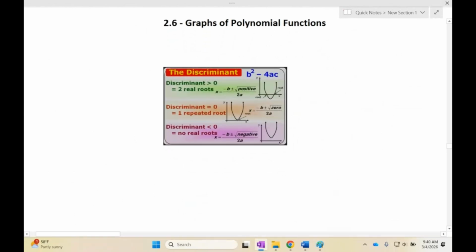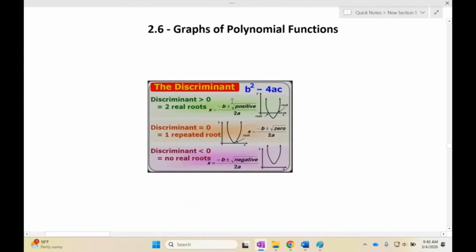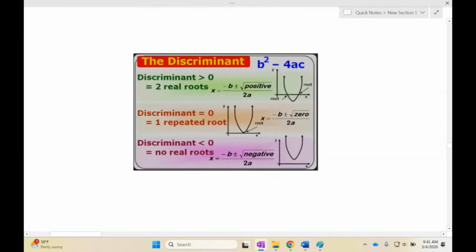And we talked about the discriminant in an earlier section. The discriminant gives us how many zeros, roots, or intercepts that our graph can have. If your discriminant is positive, so greater than 0, notice you would have 2 real roots. It would actually hit the x-axis.